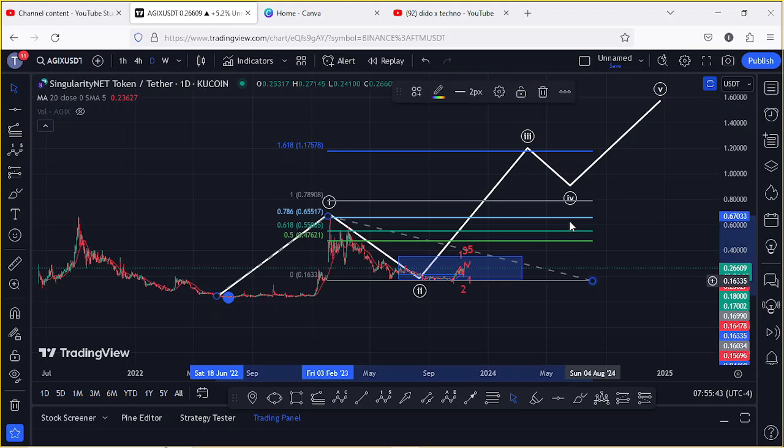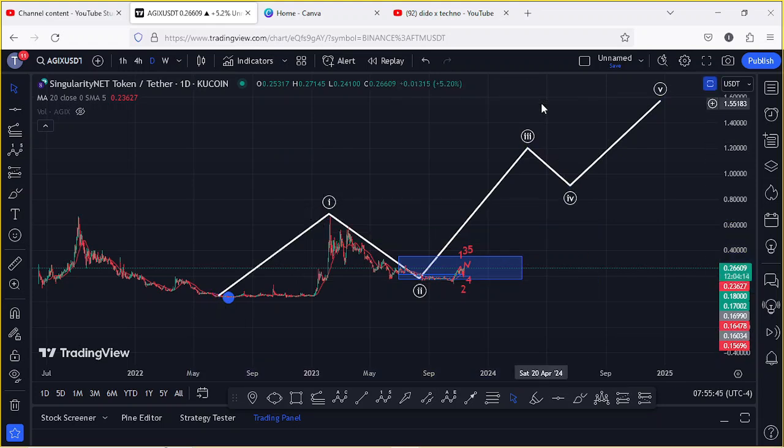So that is what I'm keeping my eyes on the short term and also on the long term here on the AGIX chart.